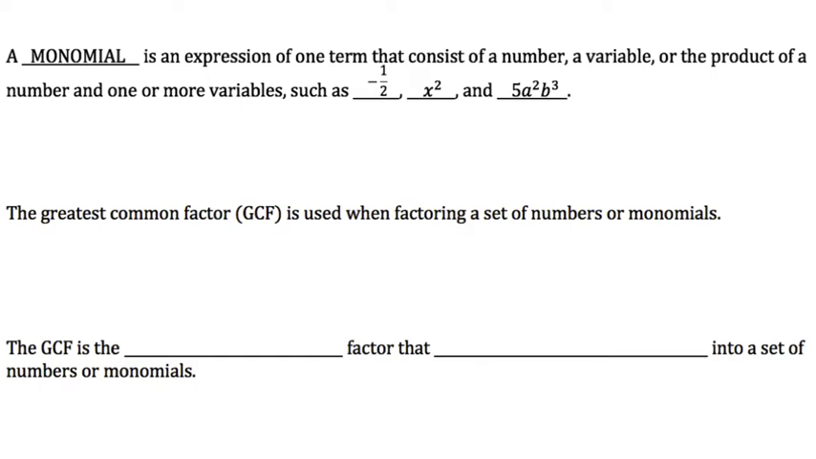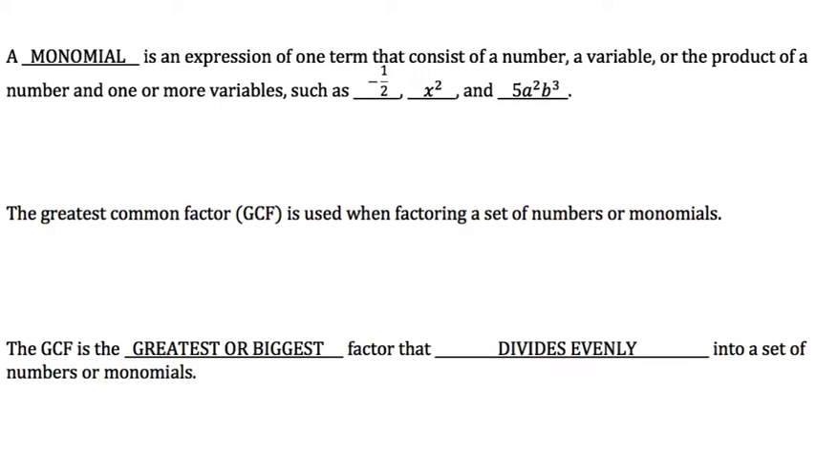Moving along here, the greatest common factor is used when we're factoring, like I did in those bell ringers. We're basically making our sets of numbers, and then we look at the variables. GCF is the greatest, or just the biggest factor that will divide evenly into a set of numbers. A number will divide into another number, it could be a fraction or a decimal, but that's not what we're looking for. We want something that divides evenly. That's a key word there. It has to go in a whole number, no decimals, no fractions, anything like that.